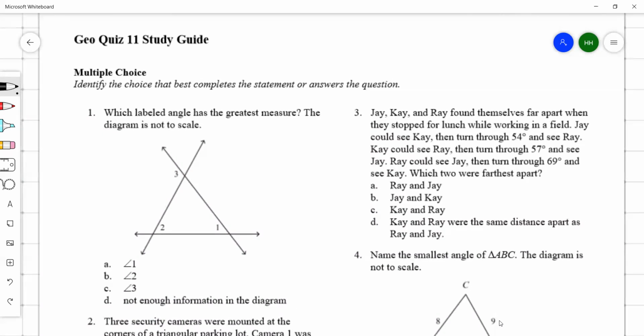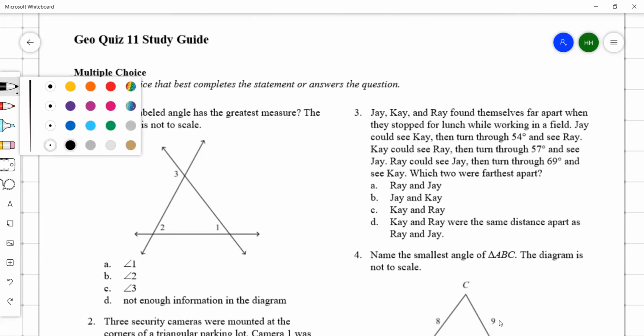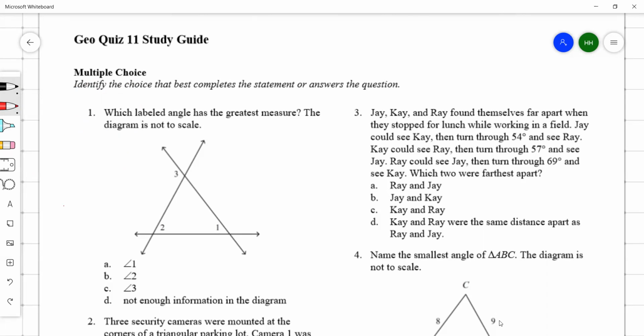All right, question number 1. Which labeled angle has the greatest measure? Diagram's not to scale. Remember yesterday we said that an exterior angle is equal to the sum of its remote interior angles. So angle 3 is going to be greater than angles 1 and 2. So the labeled angle that has the greatest measure, right there, is angle 3, the exterior angle in that picture.